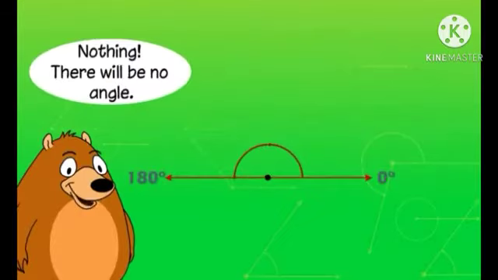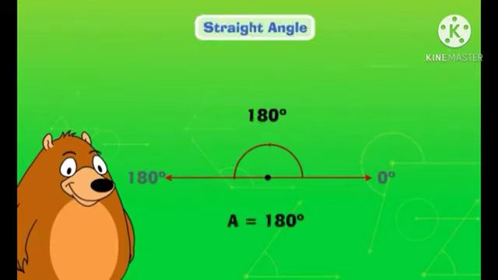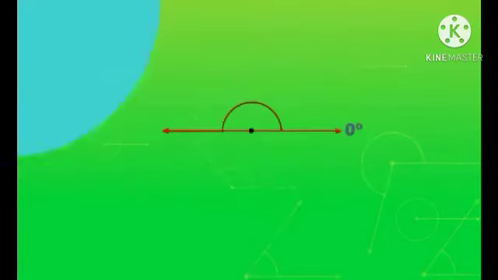What will happen if both the arms of the angle are in an opposite direction? This type of angle that measures 180 degrees is called a straight angle. Let us move the arms of an angle to more than 180 degrees. An angle whose measure is more than 180 degrees and less than 360 degrees is called a reflex angle.